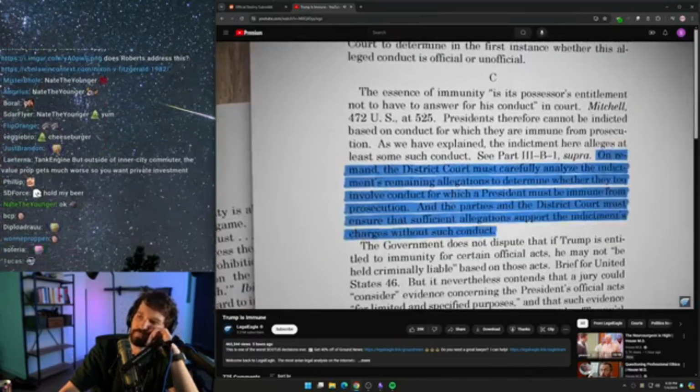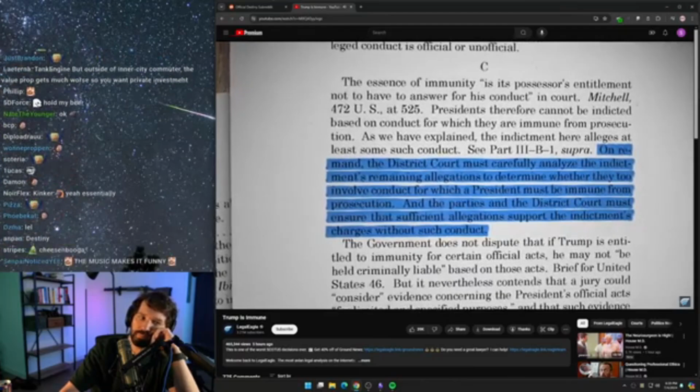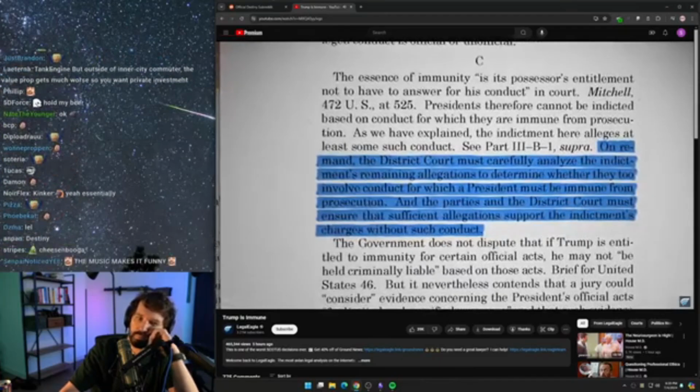Quote, "On remand, the district court must carefully analyze the indictment's remaining allegations to determine whether they too involve conduct for which a president must be immune from prosecution. And the parties and the district court must ensure that sufficient allegations support the indictment's charges without such conduct."